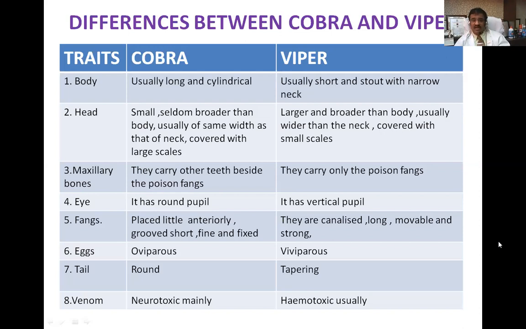The tail of the cobra is round and the tail of the viper is tapering, so it tapers immediately and doesn't have a long tail. The venom of the cobra is mainly neurotoxic, and mainly hemotoxic in the case of the viper, because there are exceptions. Some cobras may have other than neurotoxic poison, because there are lots of species which we don't know. As I told you, there are around 2,500 species of snakes found in the whole world.